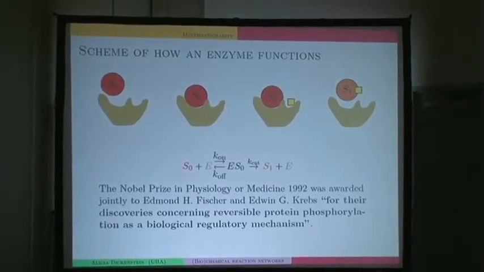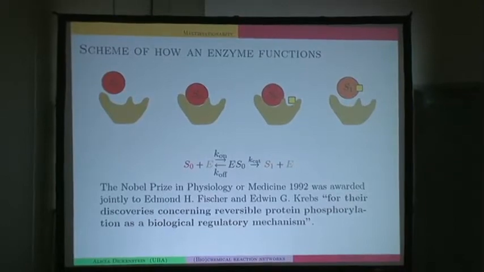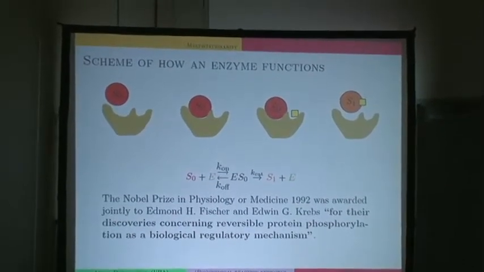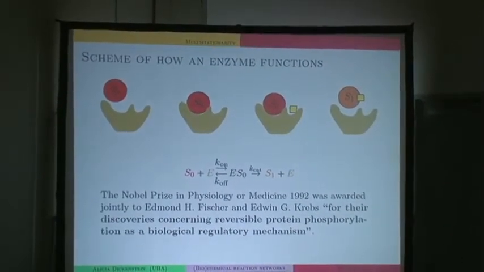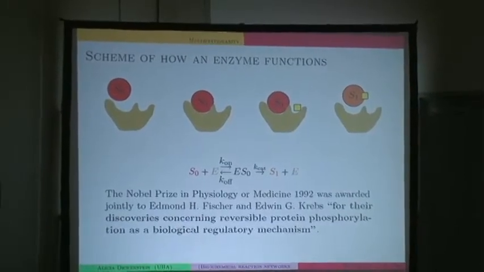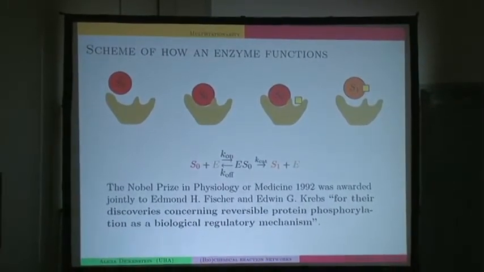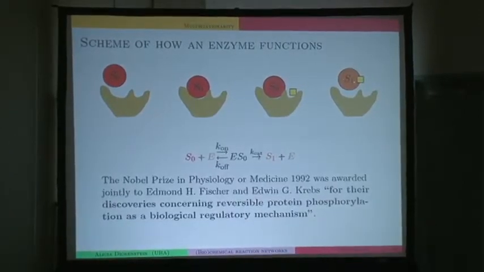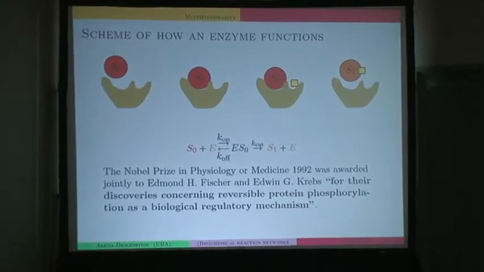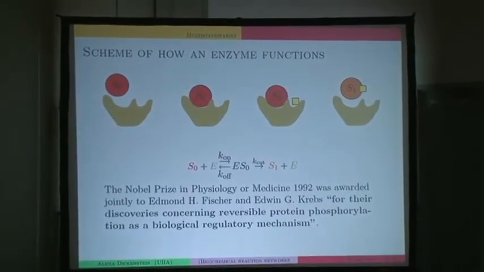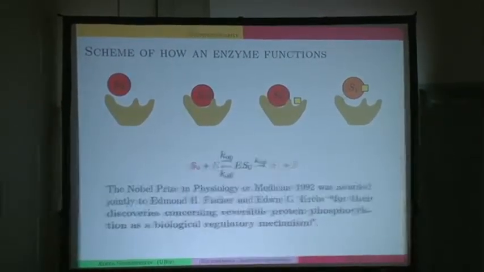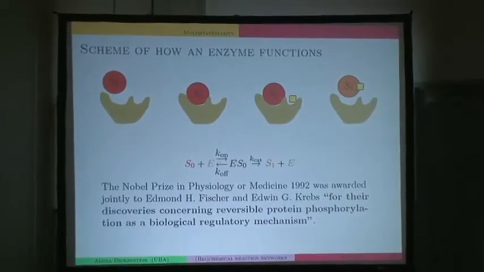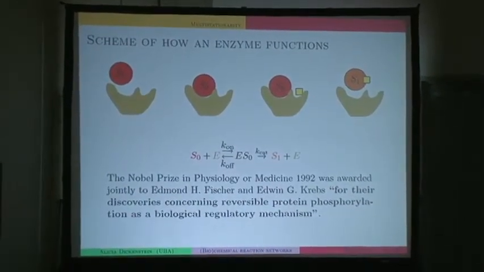And why would this happen? These people, Fischer and Krebs, got a Nobel Prize in '92 because they discovered that what they were doing is adding a phosphate group and taking it out, and this is one of the ways of transmitting energy. So the idea is that this binds, and then S1 is just S0 with this phosphate added. There are many other metabolic reactions, but these are very important ones.